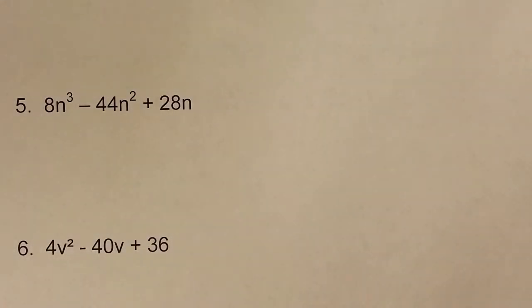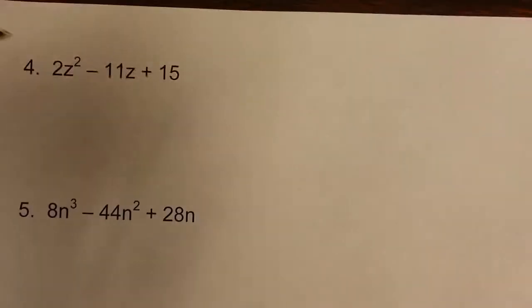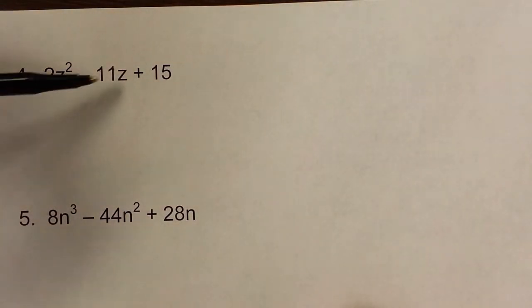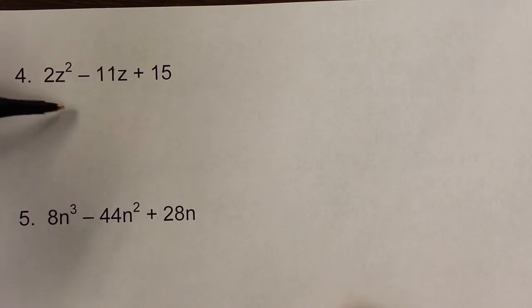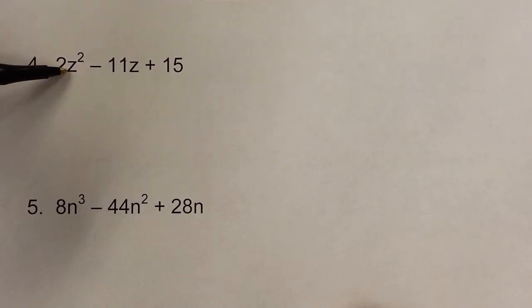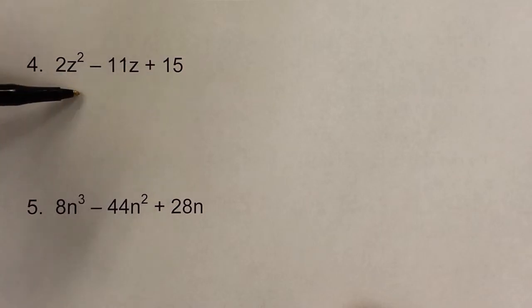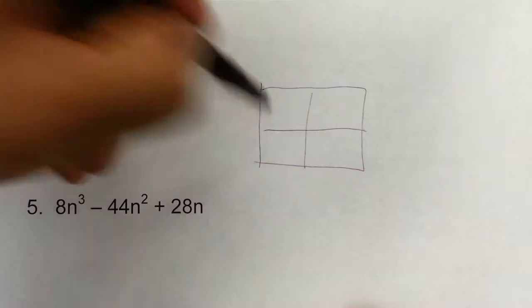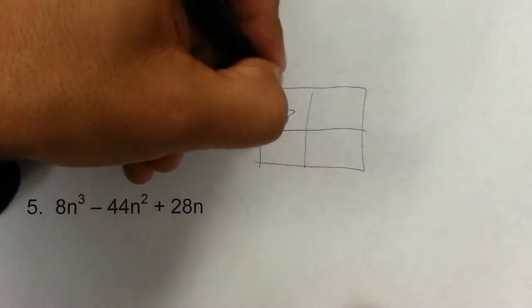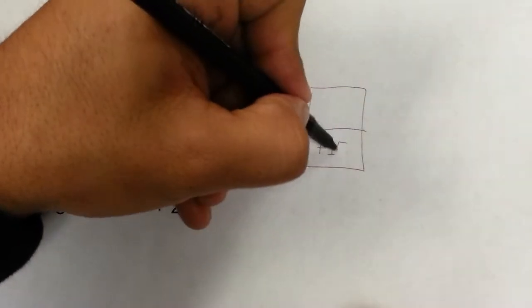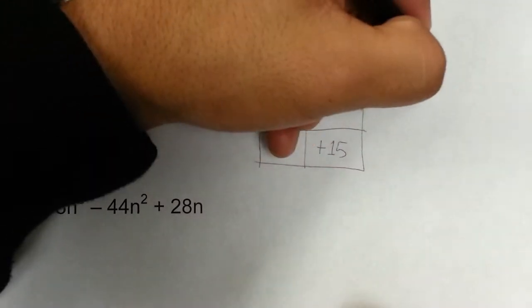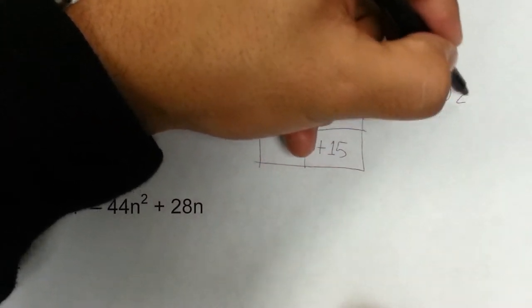Going on to number 4, let's see if we can find a greatest common factor. Well, 2 does not go into 11 or 15, so we've got no number, and 15 doesn't have a z to factor out. So there's no greatest common factor in this case. But this does look like a quadratic trinomial, so let's go ahead and use our box method. We've got the 2z squared and the positive 15. 2z squared times positive 15 makes a product of 30z squared.